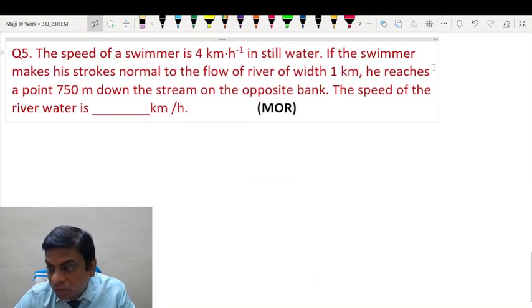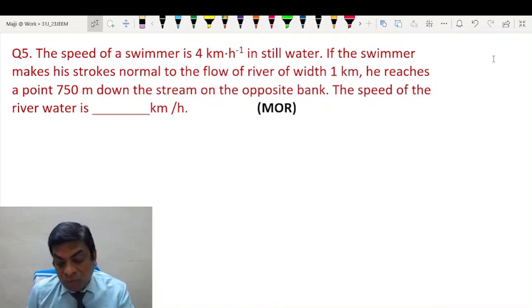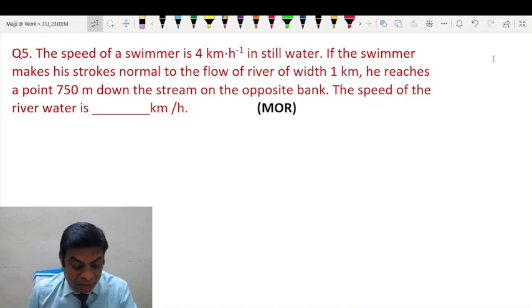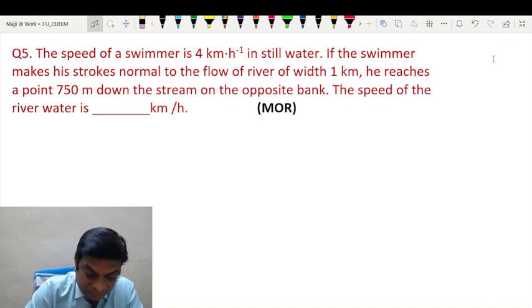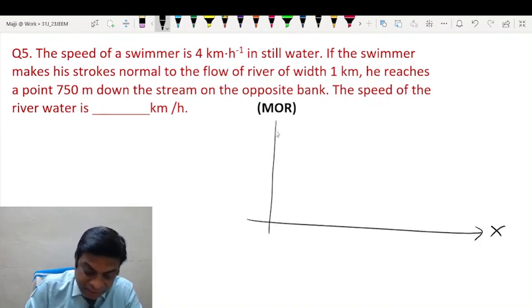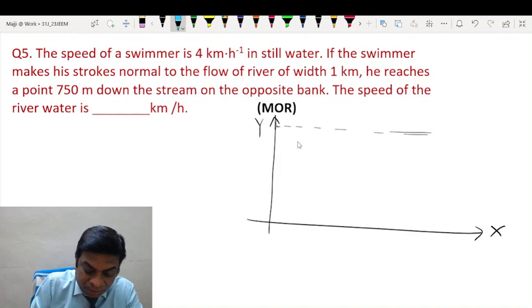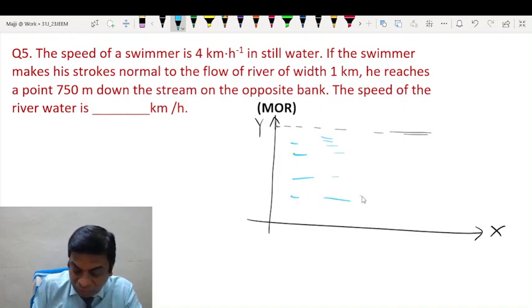The speed of a swimmer is 4 kilometers per hour in still water. If the swimmer makes his strokes normal to the flow of a river of width 1 kilometer, he reaches a point 750 meters down the stream on the opposite bank. The speed of the river water is? We can take the x-axis as the downstream and the y-axis as the direction perpendicular to the water flow.